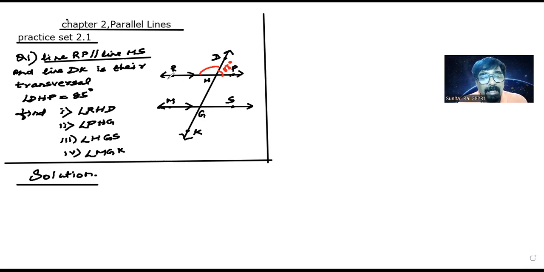So when you look at it, angle RHD मांगता है और angle DHP दिया हुआ है. तो ये दोनों का कुछ relation है. You can see here such a pair of angles, we call it a linear pair. What do you call it? Linear pair, on the same straight line. And whenever you see linear pairs, you use the property: sum of the angles in a linear pair is 180.